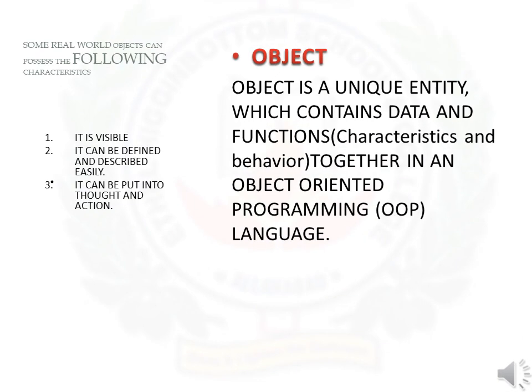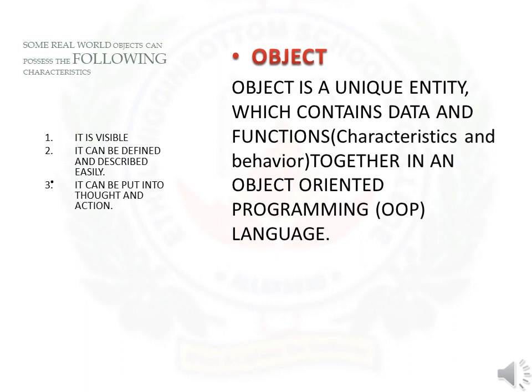First element of object-oriented programming language is object. An object is a unique entity which contains data and functions, that is characteristics and behavior, together in an object-oriented programming language.